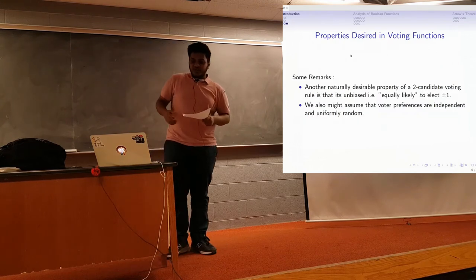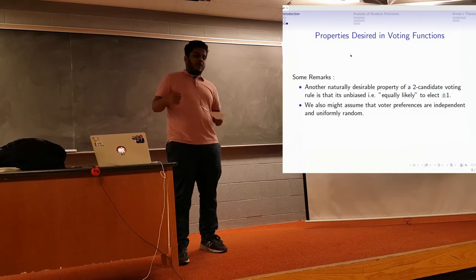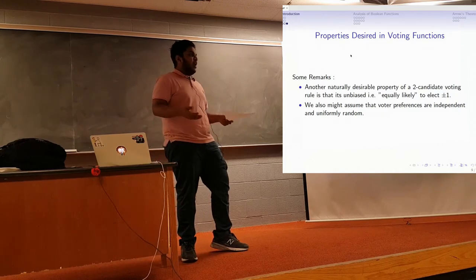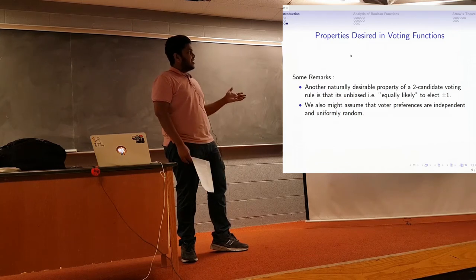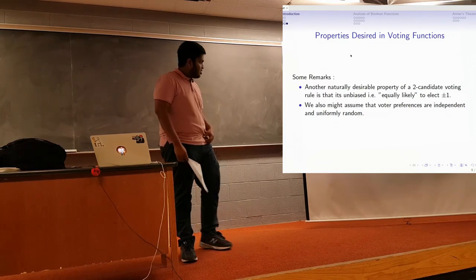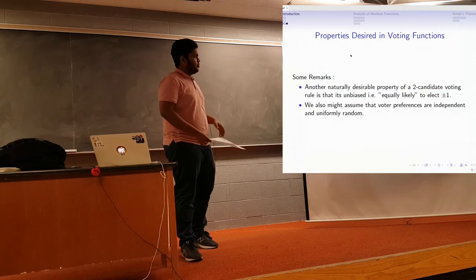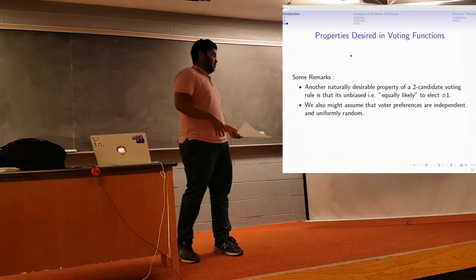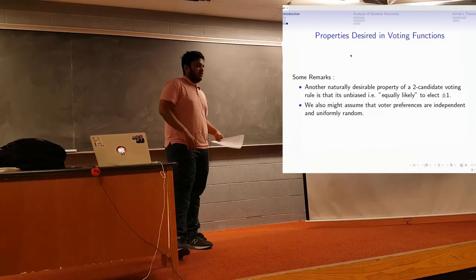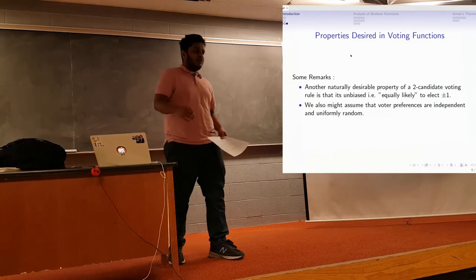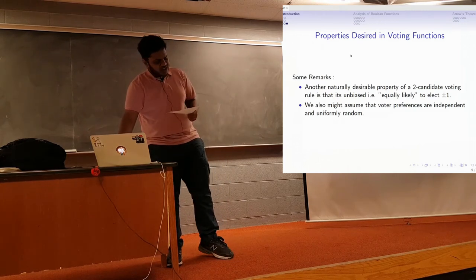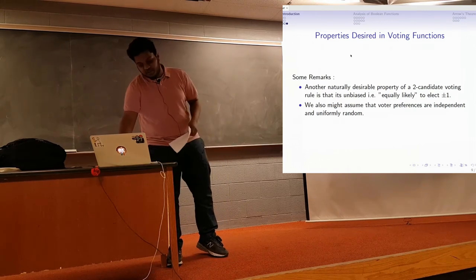Another property that we might like in a social choice function is that it's unbiased, meaning that it's equally likely to elect plus or minus one. And we usually assume that voter preferences, meaning the input x, have coordinates that are independent and uniformly random. That is called the impartial culture assumption.